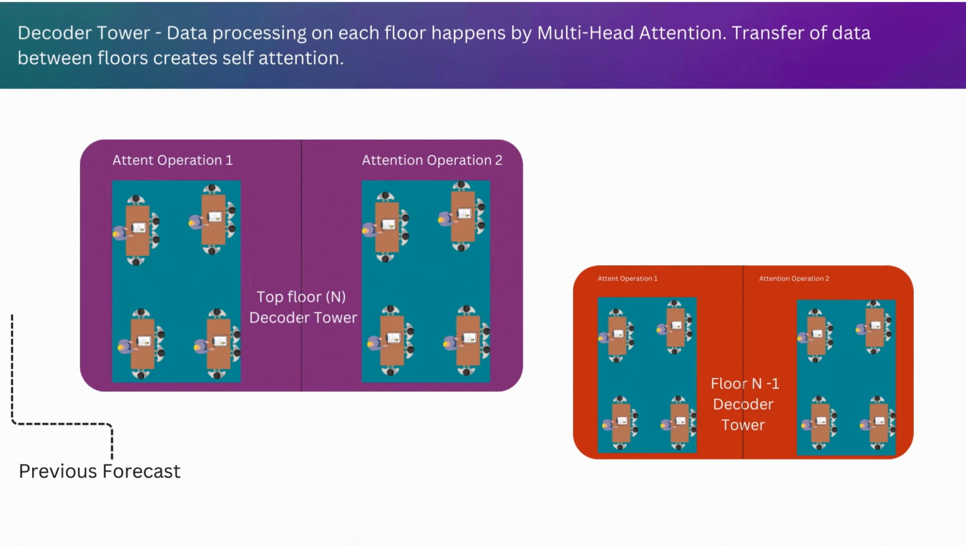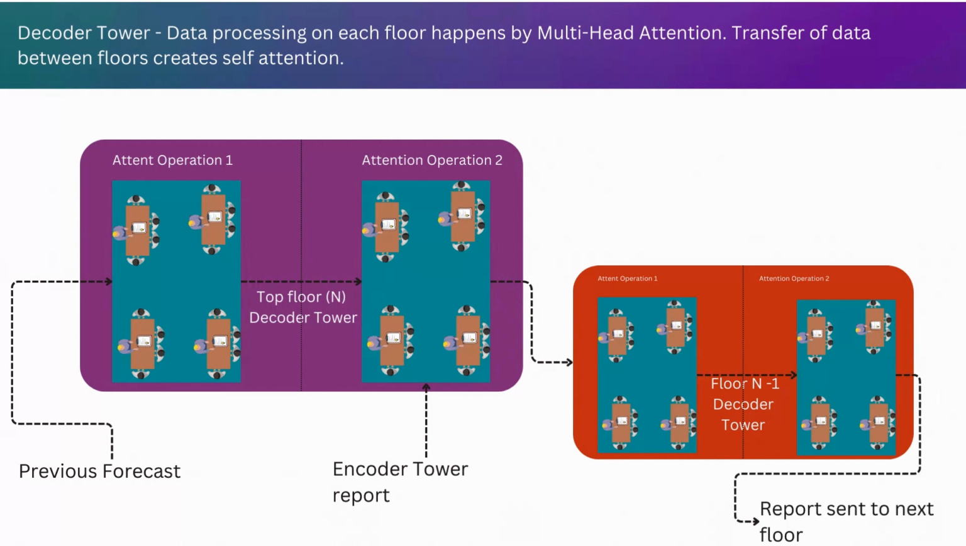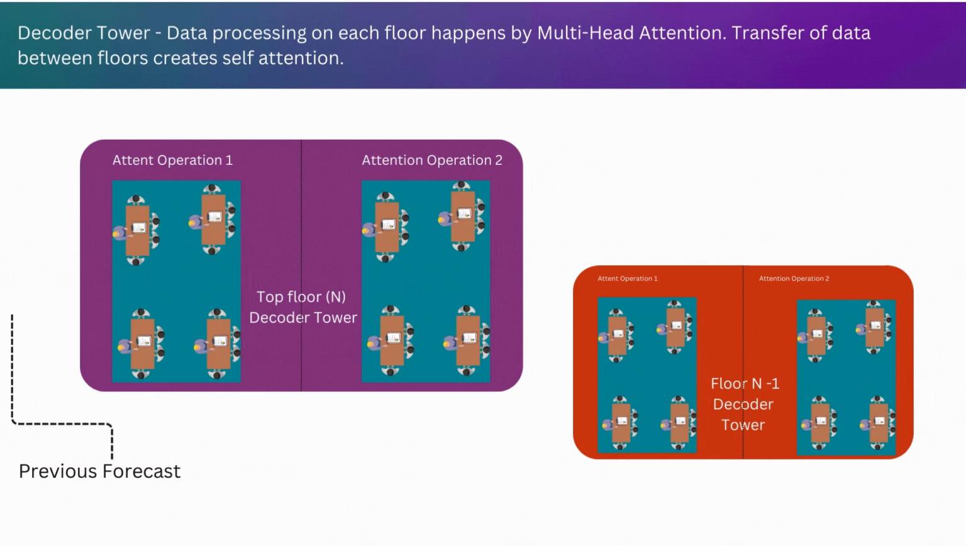Now, just like in the encoder tower, this happens over multiple floors of the decoder tower, starting at the top and then coming down. So these reports are passed sequentially between layers in the decoder tower. And we also benefit from that self-attention mechanism as well.